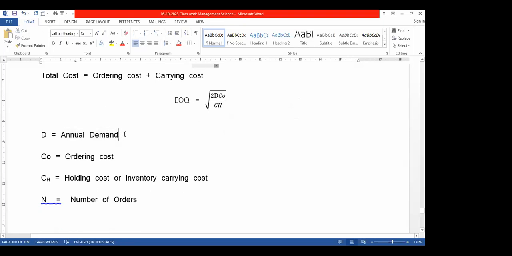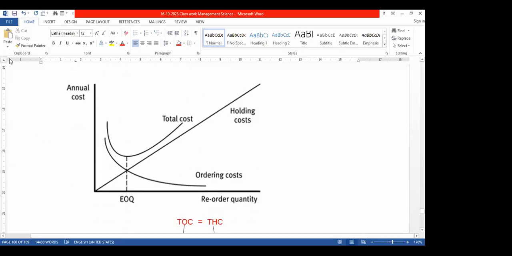Sometimes they will give a daily use, small d. Small d is the daily usage. If small d, daily usage, is given, then you have to multiply by the working days, then you can get the annual demand. So CO means ordering cost, CH means holding cost or inventory cost per item per annum, and N means number of orders, right?